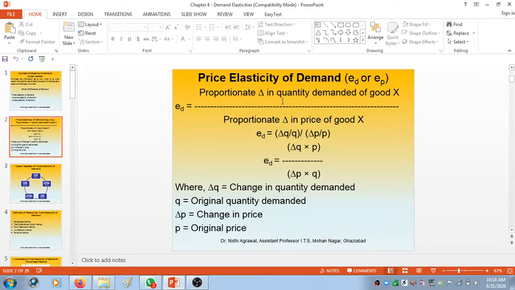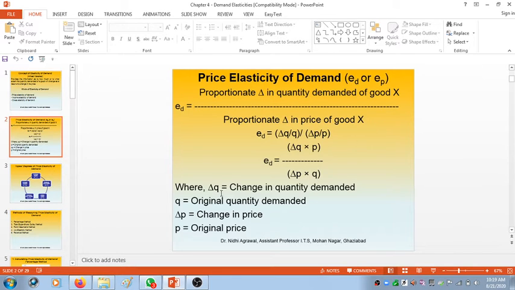Symbolically, this formula can be represented as delta Q upon Q divided by delta P upon P. Delta Q upon Q is the percentage change in quantity demanded. The formula for percentage change is delta Q upon Q multiplied by 100. Similarly, the percentage formula in the case of price will be delta P upon P multiplied by 100. So 100 is common in numerator and denominator, so it will cancel, and finally, after rearranging, we have the formula: delta Q into price divided by delta P into quantity demanded, right?